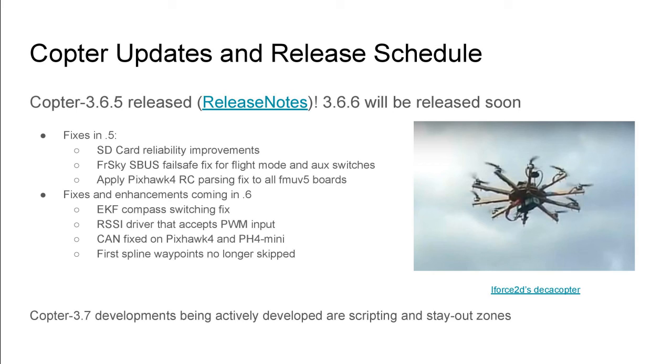We're also working, of course, on Copter 3.7. It won't start beta testing for a couple of months at least, but work continues. Some of the big things that we're working on include scripting and also stay out zones. So you can look forward to that. Any questions on these Copter updates? Okay, we'll roll forward then to the next slide, which is rover updates.